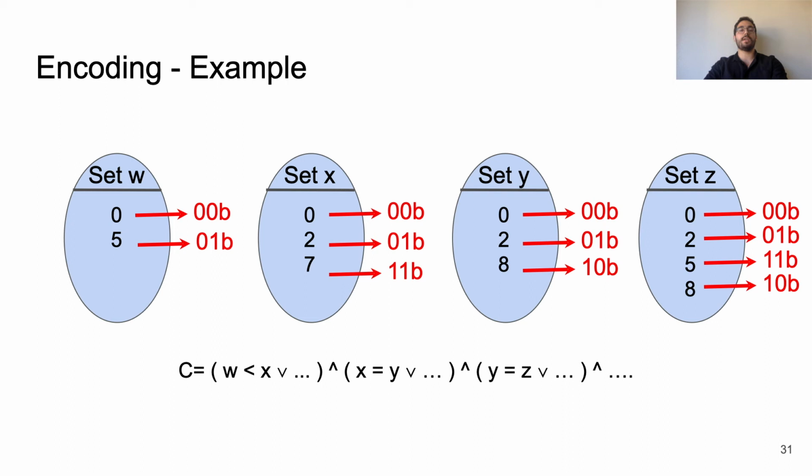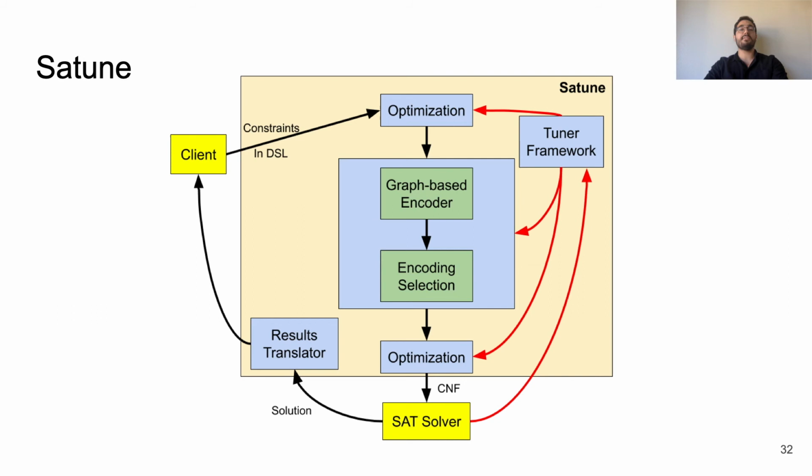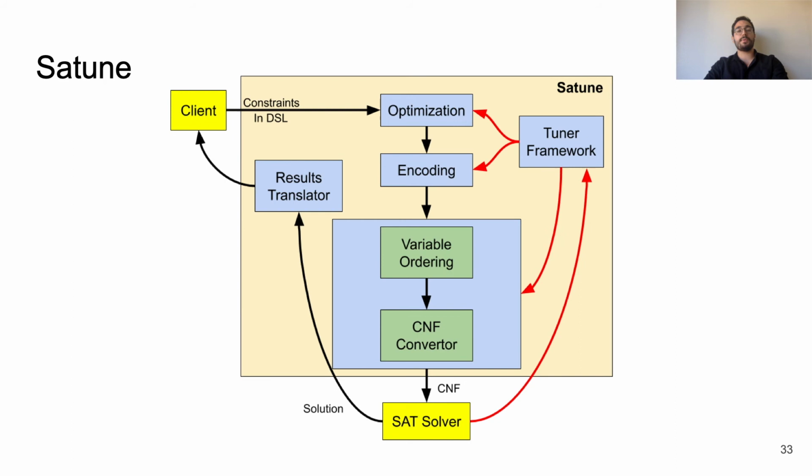After graph-based encoding, if there are still variables that have no encodings, the Tuner framework assigns encodings to them. After optimization, the problem is encoded into CNF, and it is passed to a SAT solver. Once the problem is solved, the Boolean result is translated back to the client.